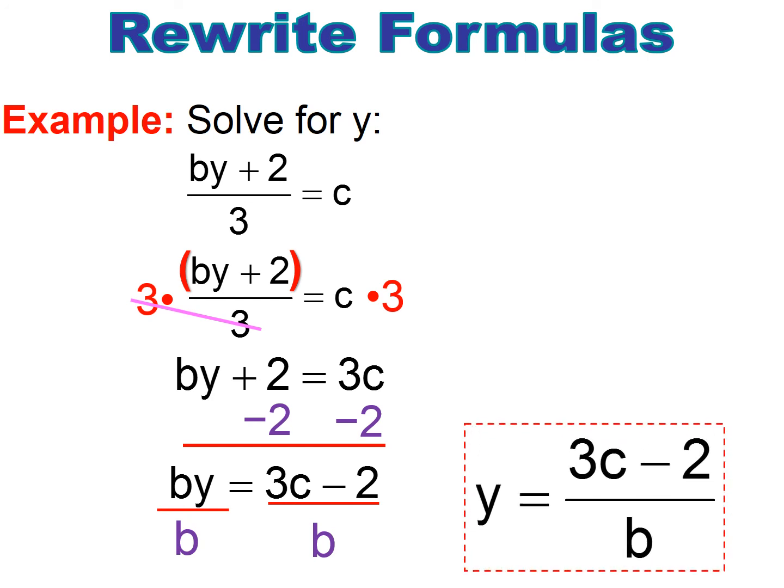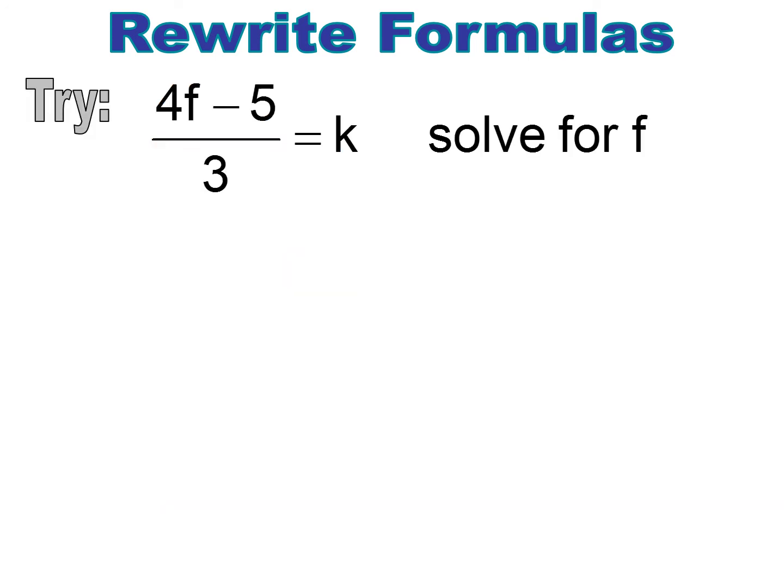So be careful when you have an expression being divided by a number. by plus 2 is being divided by 3. I have to first get rid of that 3 in order to get that expression by itself. And then you can work on getting the variable by itself. Pause and try.